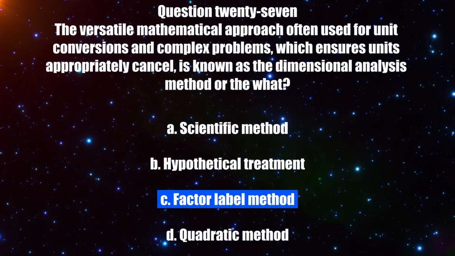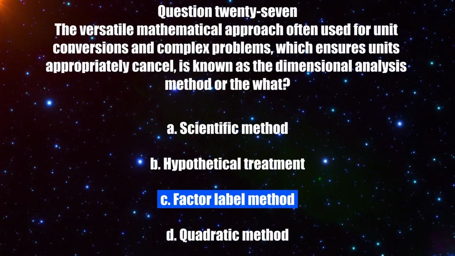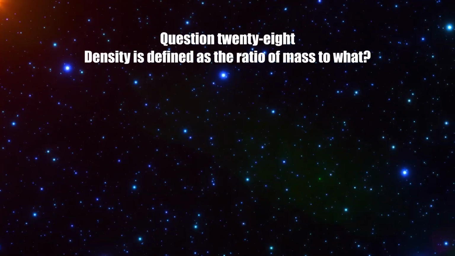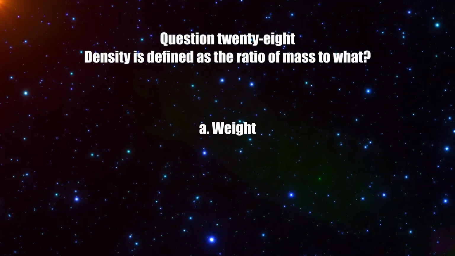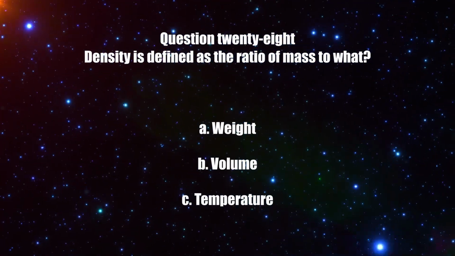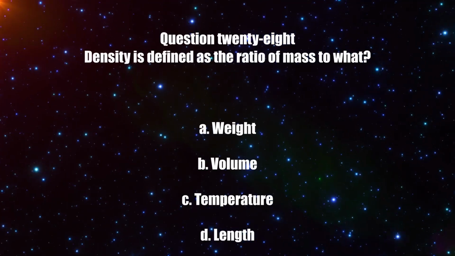The correct answer is C. Factor label method. Question 28. Density is defined as the ratio of mass to what? A. Weight. B. Volume. C. Temperature. D. Length.